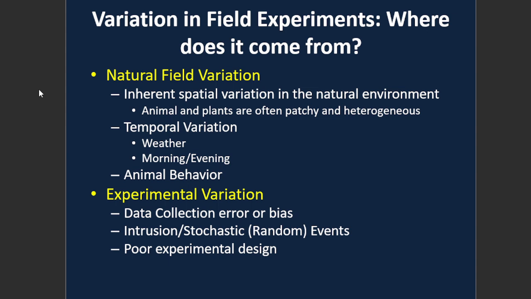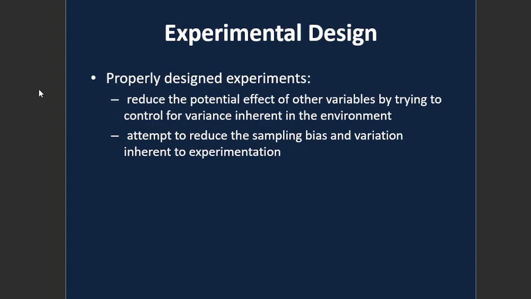Experimental variation can be data collecting error or biases. You have random events that can mess up your experiment. And you have poor experimental design. A properly designed experiment will reduce the potential effect of other variables by trying to control the variation inherent in the environment, and you'll attempt to reduce the sampling bias and variation inherent to experimentation.